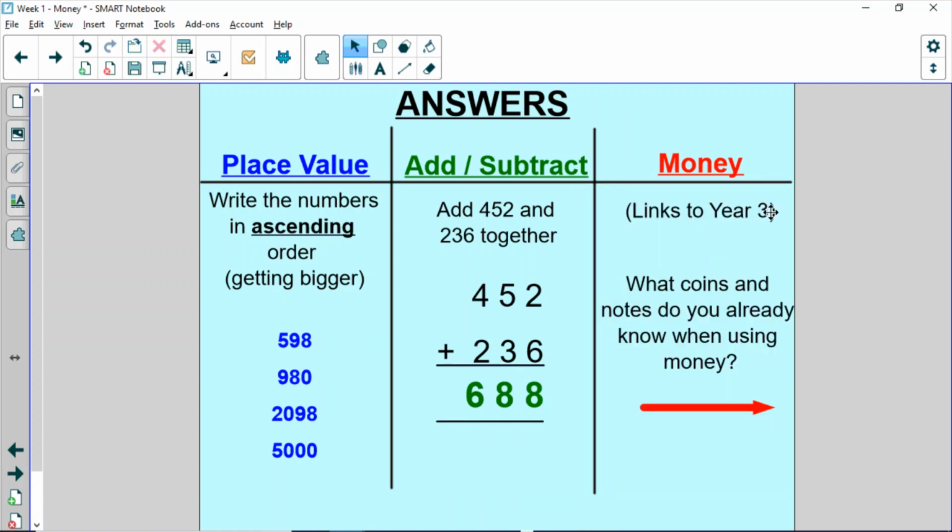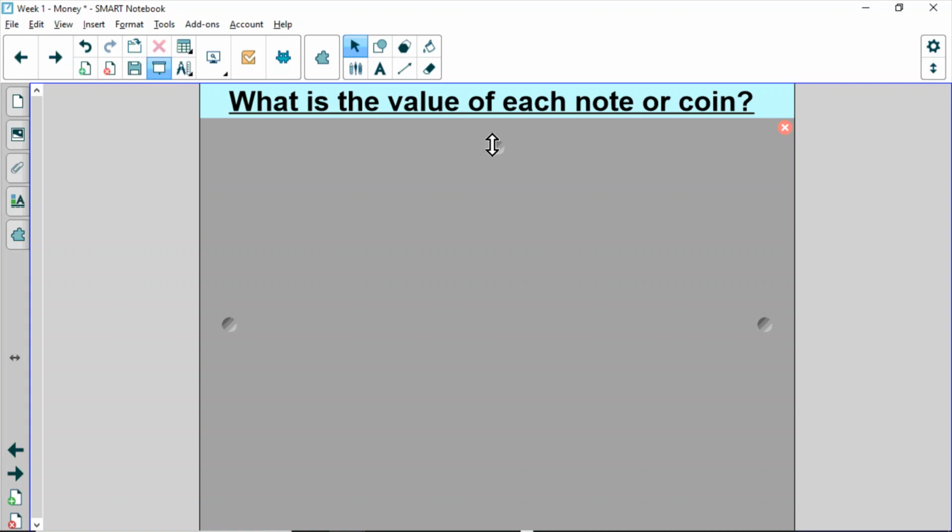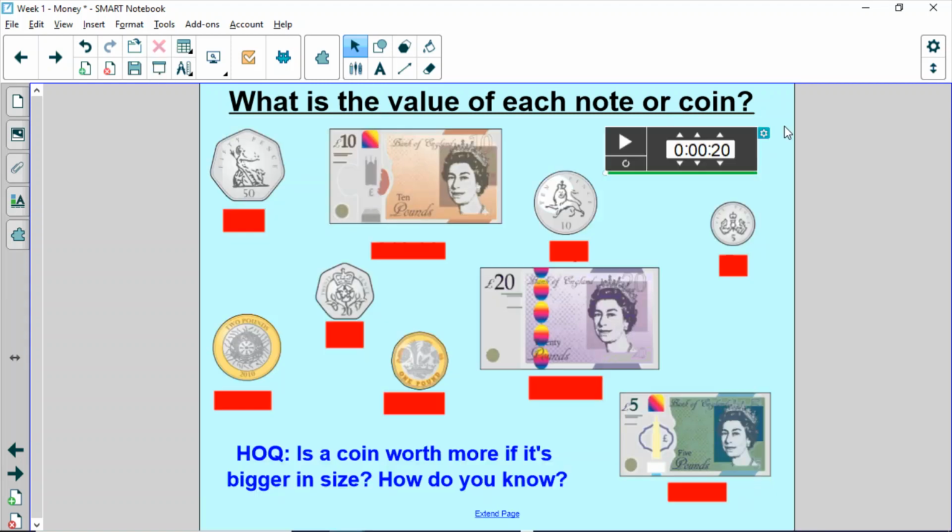Now, the money question. Hopefully you've had a little think, especially about what you've done in year 3, because now we're going to look at coins and notes. Here they are on the screen. It says, what is the value of each note or coin? I'm going to give you 20 seconds, and I've got my timer up here. You've got a variety of different coins and notes here, and behind each red box is your answer. You don't need to write anything down, but what is the value of each note or coin? The 20-second timer has started.